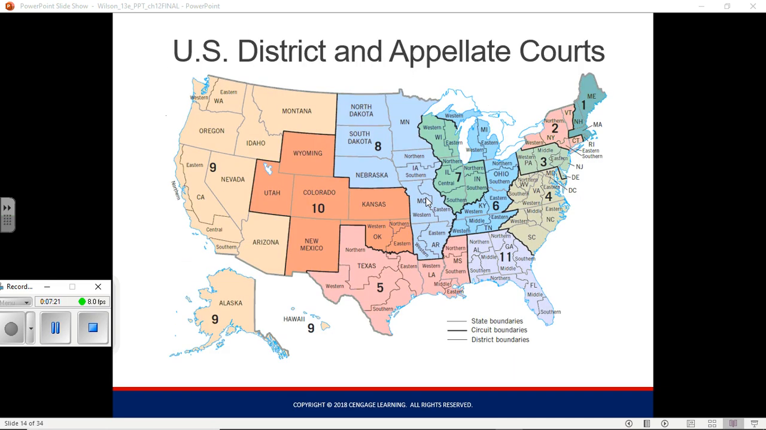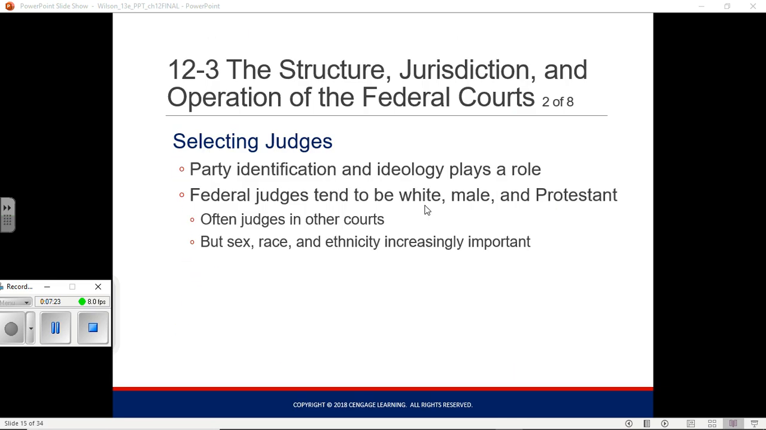Now, how does one become a judge? Well, you have to be chosen. You have to be selected. You have to be drafted. Not really. But party identification, as you can see, and ideology plays a role. Not surprisingly, conservatives tend to lean towards judges who tend to be conservatives. Or Republicans tend to support Republican judges.